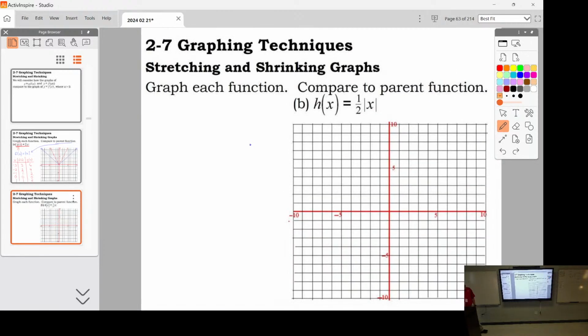Okay. We're going to graph h of x, which is 1/2 the absolute value of x. I still want to compare it to the parent function. My parent function is still going to be f of x equals the absolute value of x. That function is still at 0, 0, with a slope of 1 on the right side, a slope of -1 on the left side, forever and ever and ever. So for part B, are we changing the function or are we changing the x value? We're changing the function. We are changing the y direction. Okay? So again, we can make our table.